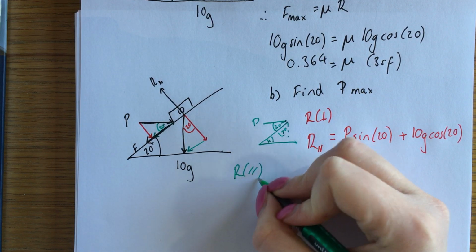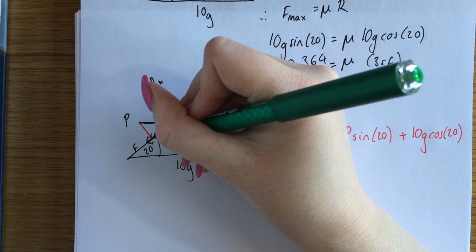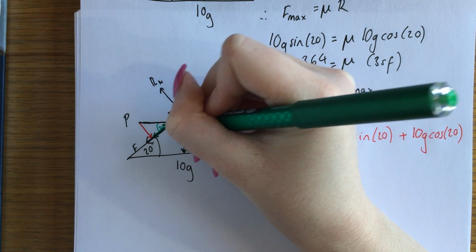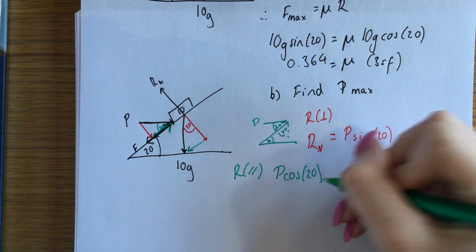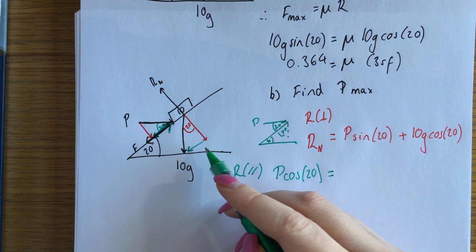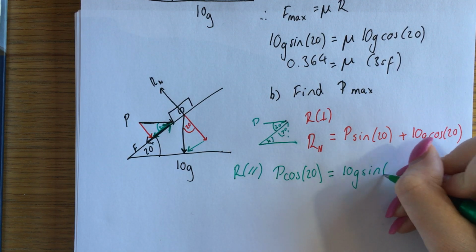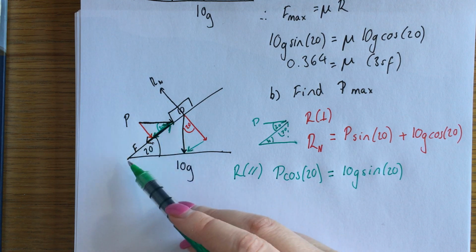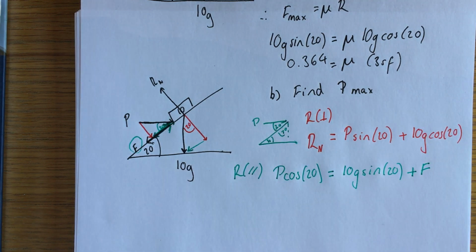So I'm going to resolve parallel to the plane. So the only thing I've got acting upwards, and actually I realise I've drawn my arrow the wrong way for P, because P is obviously an upwards force, so P is going that way. So P cos 20 is equal to 10g sine 20 plus friction. Okay, we can't forget that friction is there.